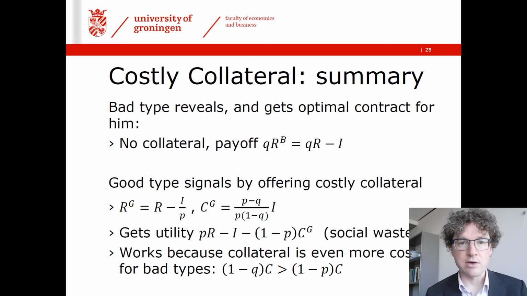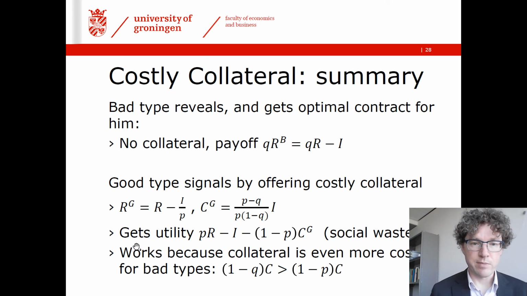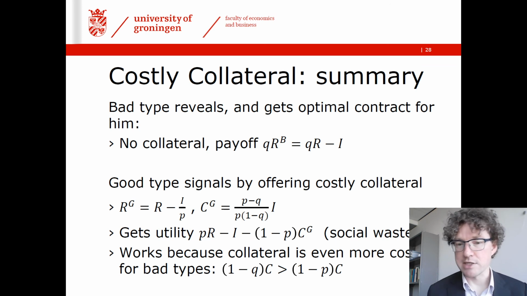The important thing here is bad types are going to reveal being of bad type, just getting QR minus I because there's no need for this inefficient collateral. Good types do get their higher RG, the higher payoff upon success, but they will have to post this collateral, which in itself is inefficient because it's a loss to them, but not necessarily a gain directly, at least, to the bank, because the bank doesn't value this collateral. But they have to do this basically to convince the bank that they are of a good quality.